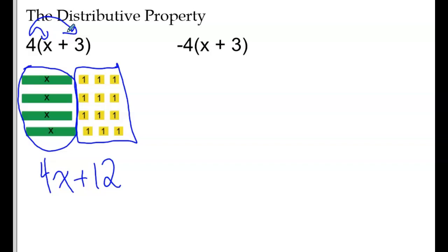But now, what if I've got a negative 4 there outside instead of a positive 4? I'm going to use the same idea, use the distributive property. What's negative 4 times x? That's negative 4x. Now, here's where we got to pay attention to the details. What's negative 4 times, and I'm going to say positive 3 because I see the plus sign here, which means this 3 is positive. So negative 4 times positive 3 is negative 12. Because it's negative, I put a minus sign there. So negative 4 times the quantity x plus 3 is equal to negative 4x minus 12.